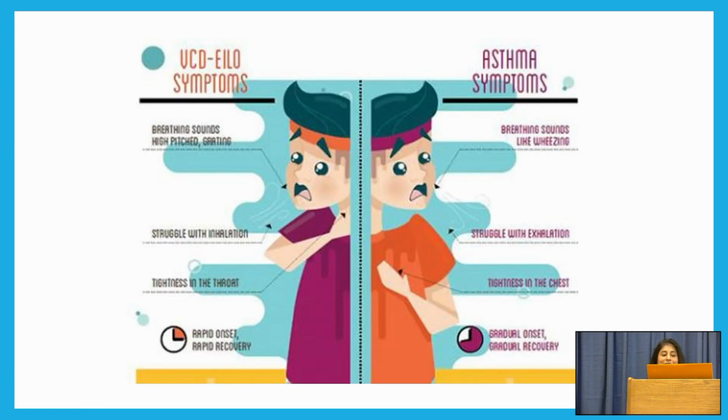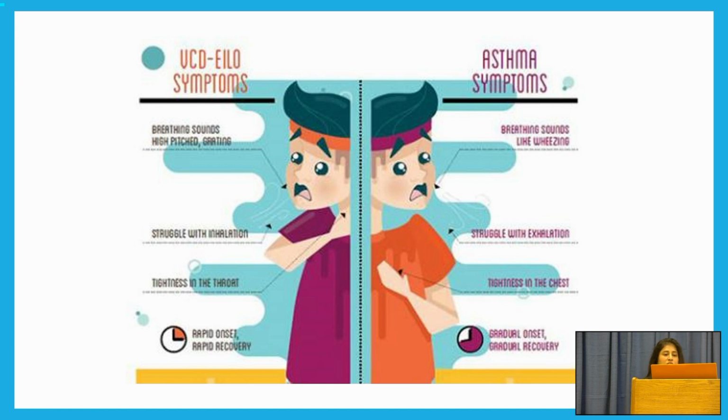There is a distinct difference between vocal cord dysfunction and asthma. And people will confuse the two, myself included. With vocal cord dysfunction, you're going to see the little kid on the left-hand side of the screen. There's a high-pitched sound. They have a grating voice. They are struggling with inhalation. And there's a tightness in the throat. And just like this kid, they're going to be pointing to their throat. Patients usually point to exactly where the problem is.